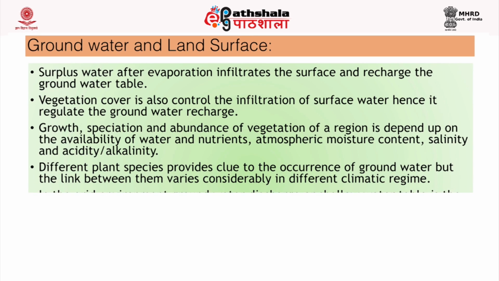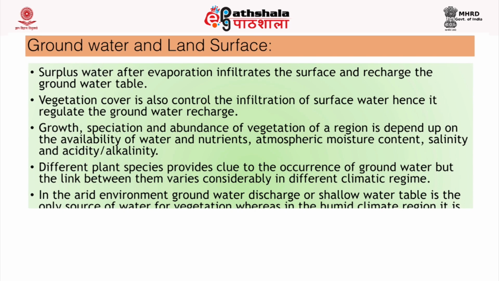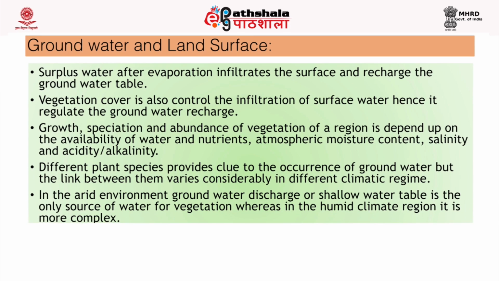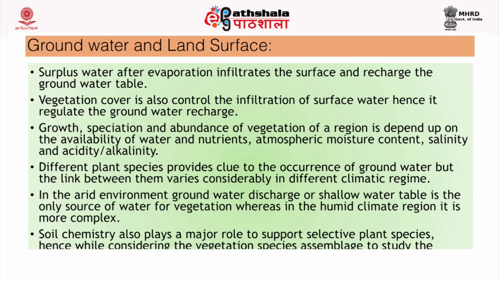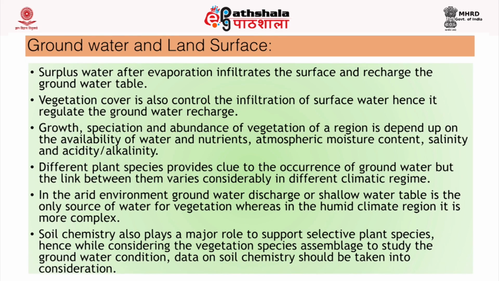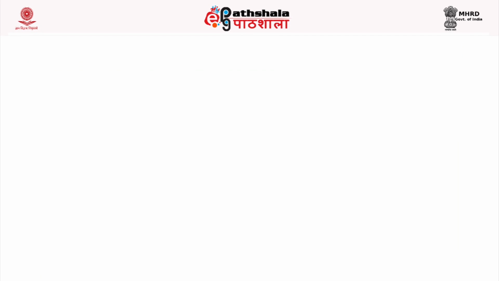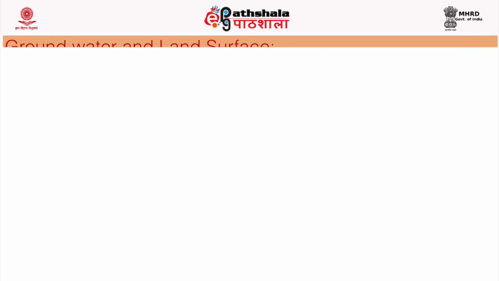Different plant species provide clues to the occurrence of groundwater, but the link between them varies considerably in different climatic regions. In the arid environment, groundwater discharge or a shallow water table is the only source of water for vegetation, whereas in the humid climate region, it is more complex. Soil chemistry also plays a major role in supporting selective plant species. Hence, while considering the vegetation species assemblage to study the groundwater condition, data on soil chemistry should be taken into consideration.